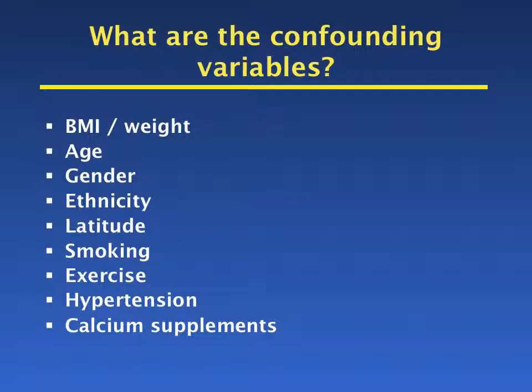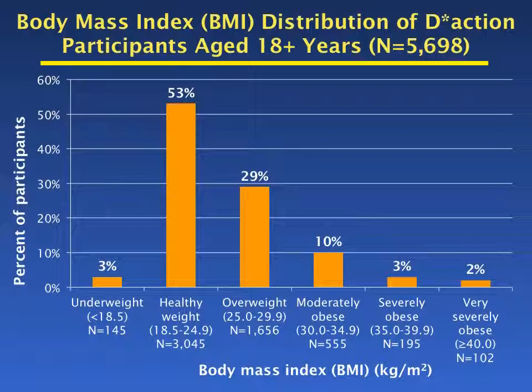In the next couple slides, I will demonstrate the influence of confounders using BMI as an example. These next two graphs about BMI and vitamin D status were featured in our most recent newsletter. Body mass index, or BMI, is a measure for body fat and is calculated by dividing mass in kilograms by height in meters squared. This graph shows the BMI distribution of all D-Action participants aged 18 years and older.